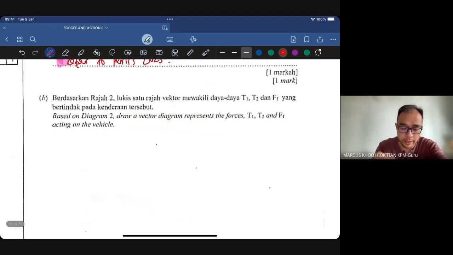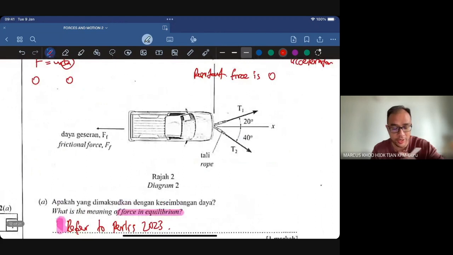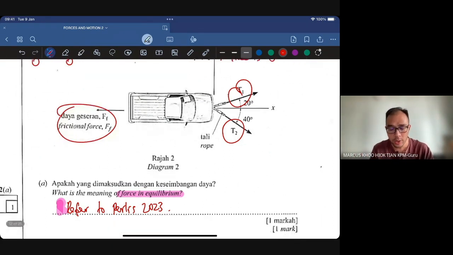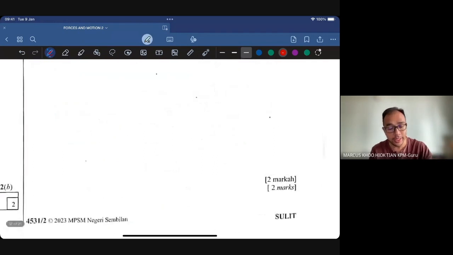Now diagram 2: draw a vector diagram that represents the forces T1, T2, and FF acting on this. FF is here. The most important thing is that all 3 forces must be in one direction. So I think the best way to draw this will be T1, and then connect T2, and after that FF to the back like this. But you have to get the angles correct.